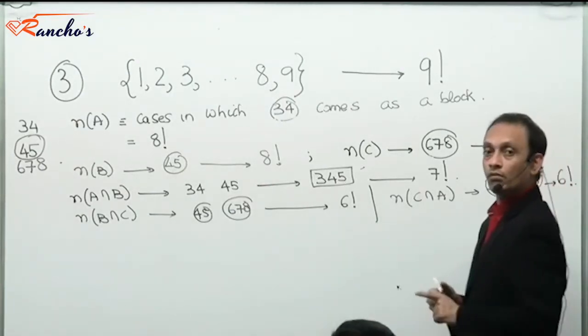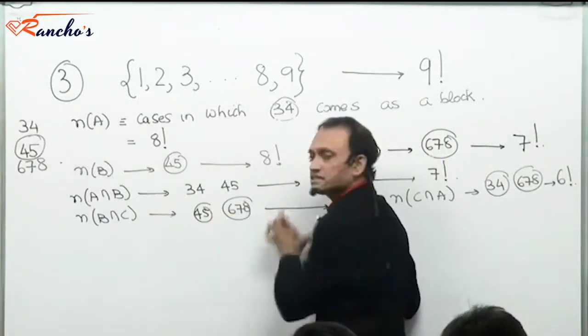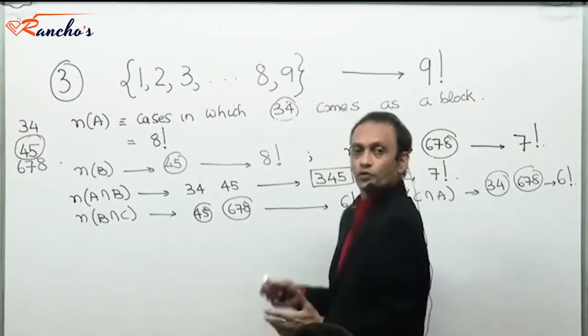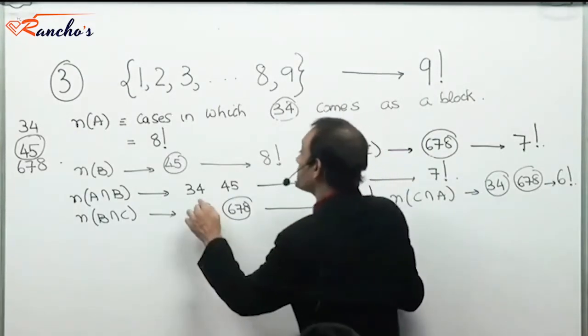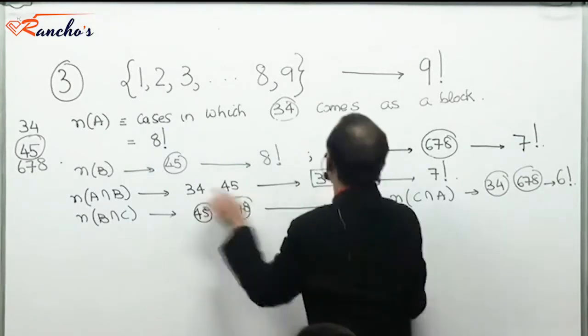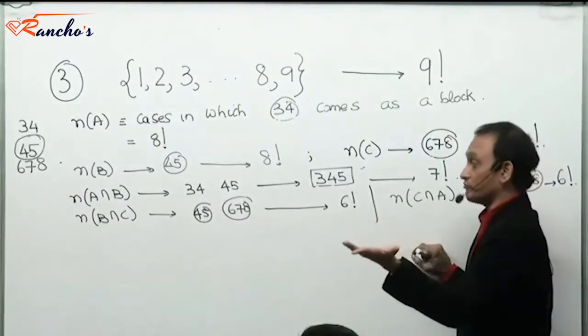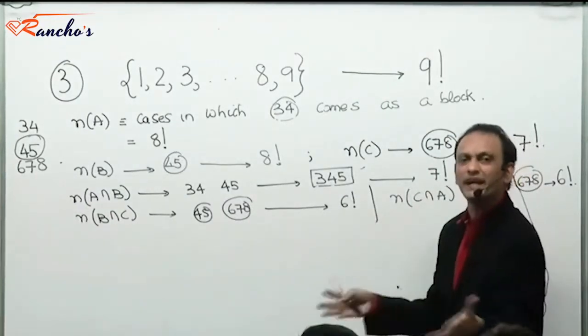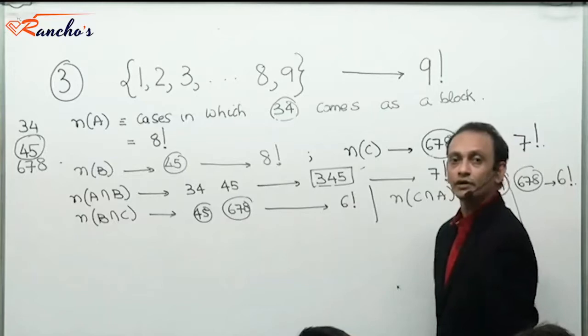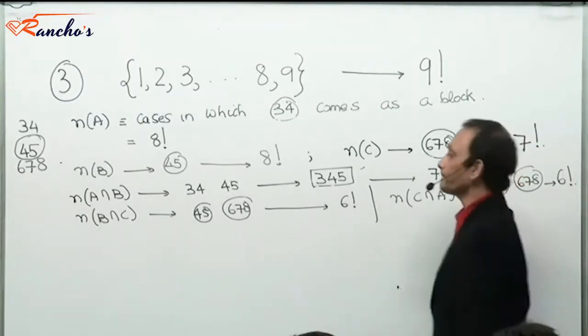No. Why? They can float anywhere. 4, 5 comes as a block somewhere, 6, 7, 8 comes as a block somewhere else. They don't need to come together. But in the earlier case, if 3, 4 and 4, 5 come as a block, then the only way they can come as a block is 3, 4, 5 comes as a unit. There is no option in this case. But for 4, 5 and 6, 7, 8, they need not be neighbors. They need not come one after the other. They can come anywhere floating in the permutation.